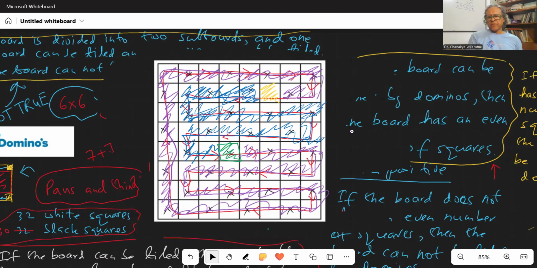I'm going to leave it to you to find out how they can be tiled. So the two subboards can be tiled. Therefore, the board can be tiled. All right.